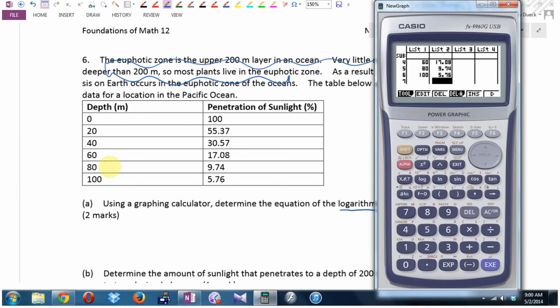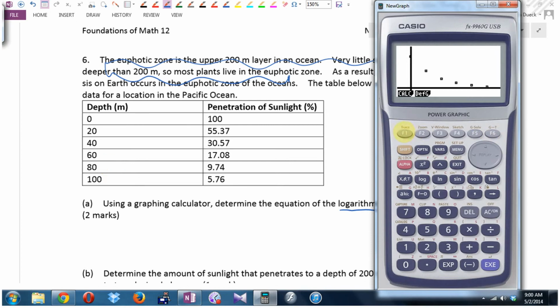I said, excellent. This looks good. I hit graph. The first thing I noticed is that doesn't look like a log graph. What does that look like, Justin? What does this look like? Exponential. So I started to go a little bit, but okay, I went calc. I said, all right, let's find the logarithmic equation that goes with that. And when I did that, I got that.